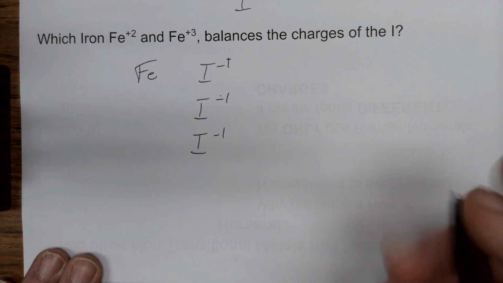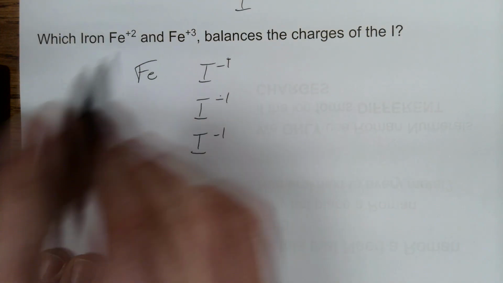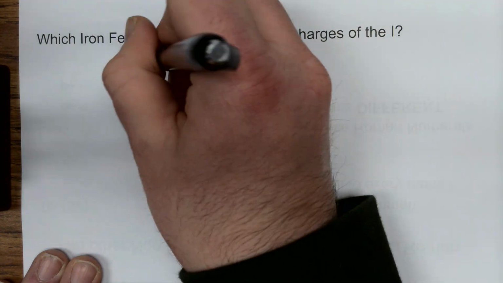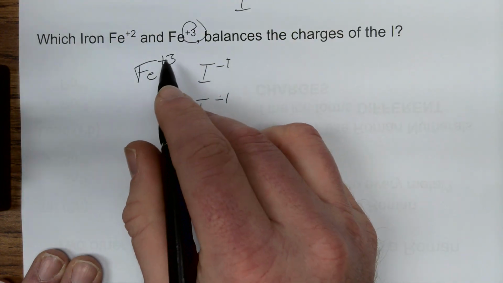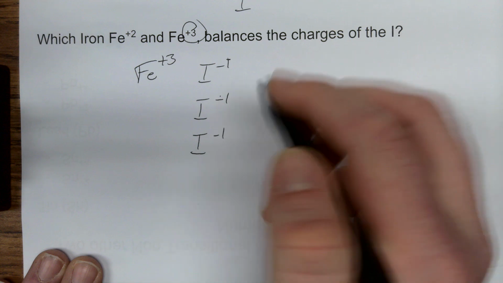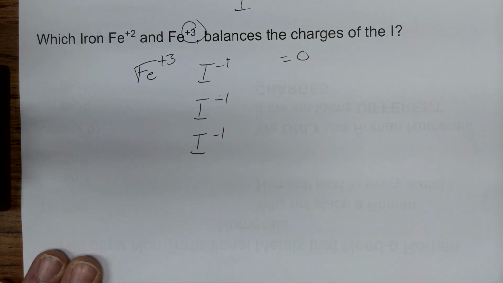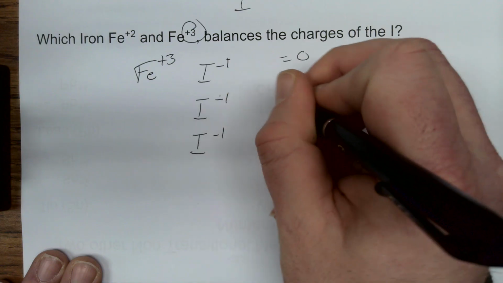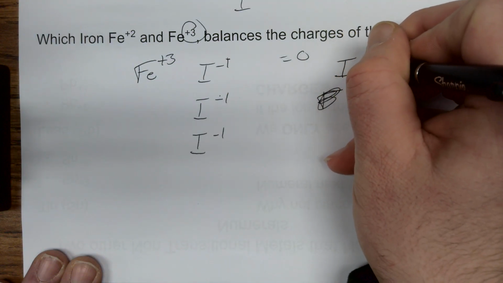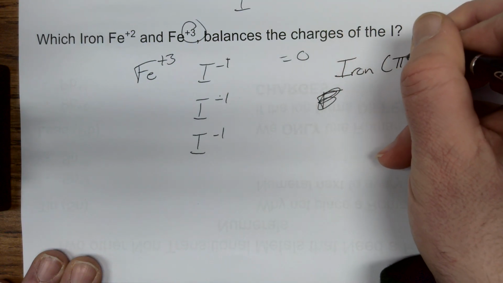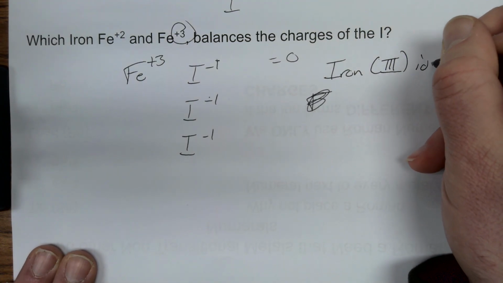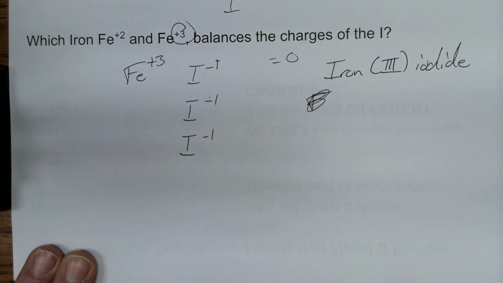Which iron am I using? Am I going to use iron plus 2 or iron plus 3 to cancel these charges out? Plus 3. Because plus 3 and minus 1, 2, 3 equals 0. My charges cancel each other out. So if I'm writing this out, I'd write this as iron(III) iodide.